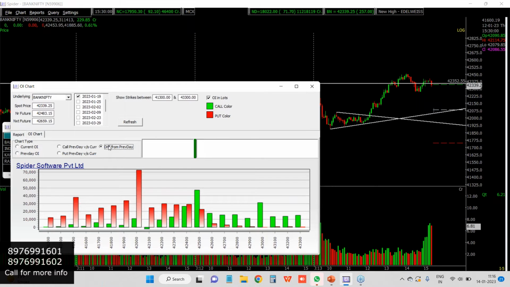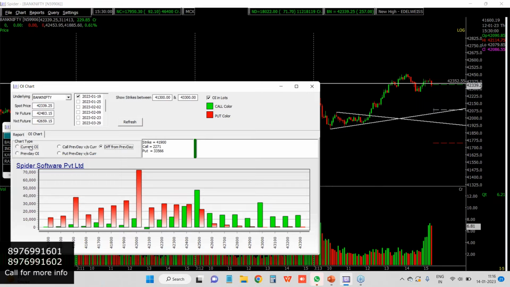Difference from previous day will tell you the current day's OI change. If it has gone above the zero level, it has increased from the previous day. If it goes below the zero level, it has decreased from the previous day. So what we can see at 42,000 in the current day is that it has increased drastically and the call didn't increase as much.